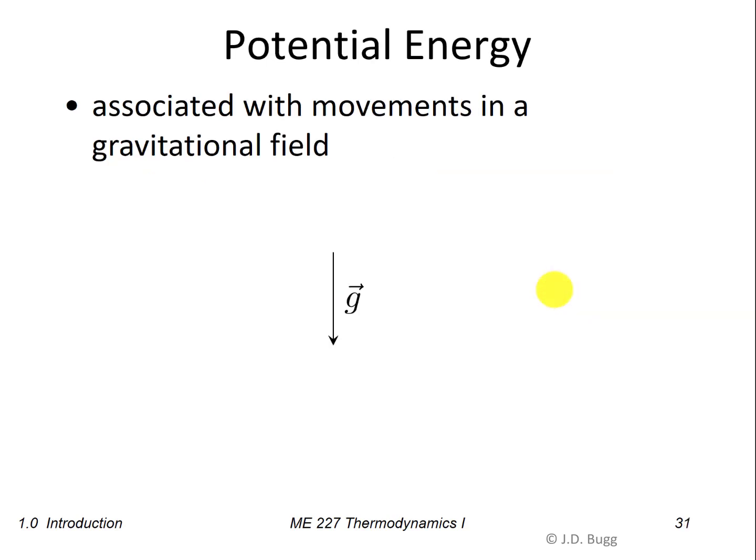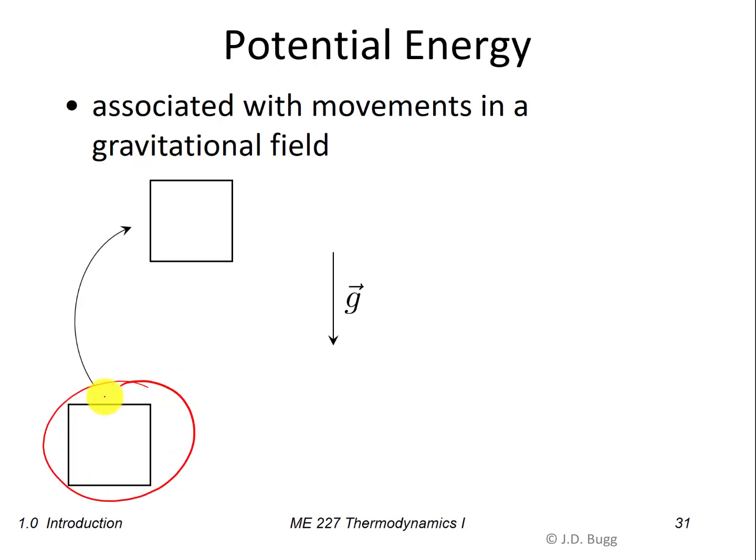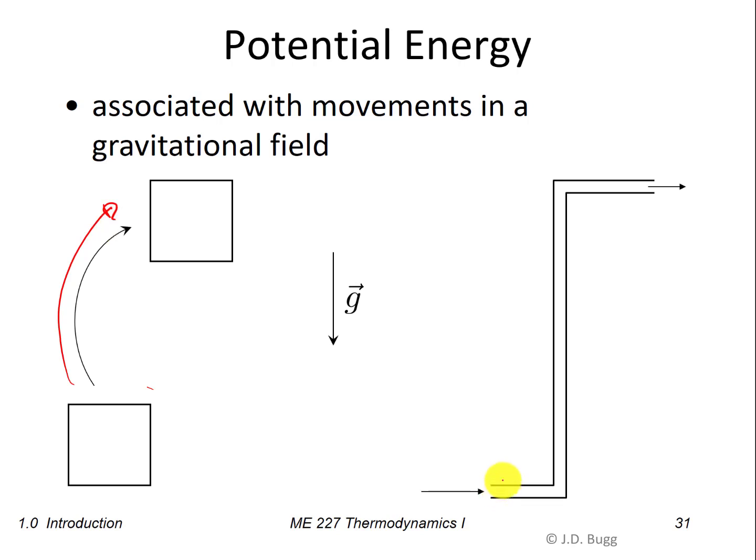The last form of energy, or the last contribution to total energy, is potential energy. So this is energy associated with movements in a gravitational field. Here I've shown the direction of gravity just by showing the acceleration due to gravity as a vector down on this picture. If I take a closed system, which is just a container full of a working substance of some kind, and I lift it up in a gravitational field, I'm increasing its potential energy.